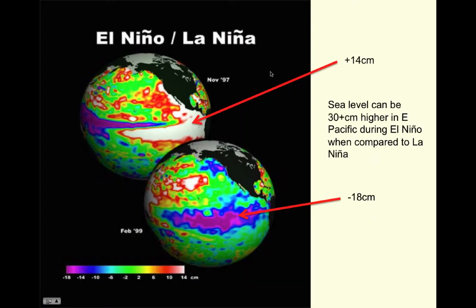Now, if you look at the sea surface heights in the eastern Pacific during a strong El Nino here in the upper, and in the lower during a strong La Nina, there's a difference of about 30 centimeters or more in sea level between those events.